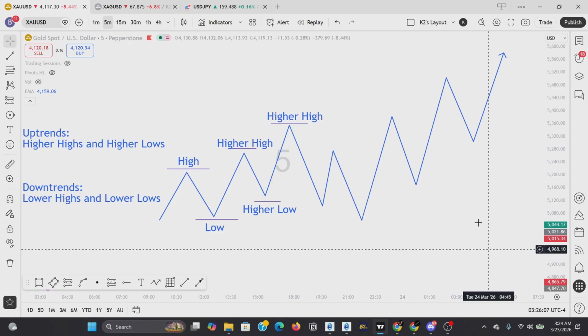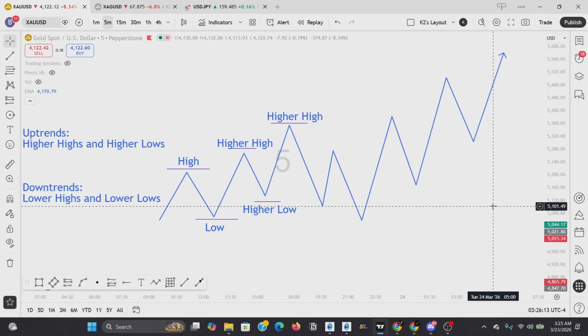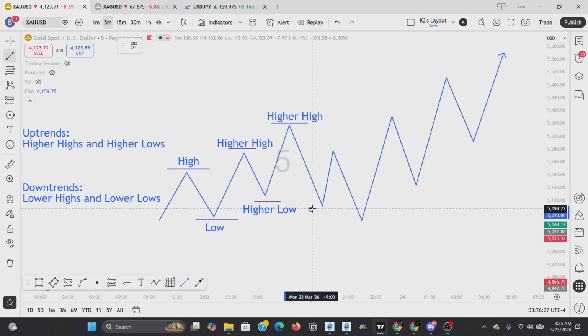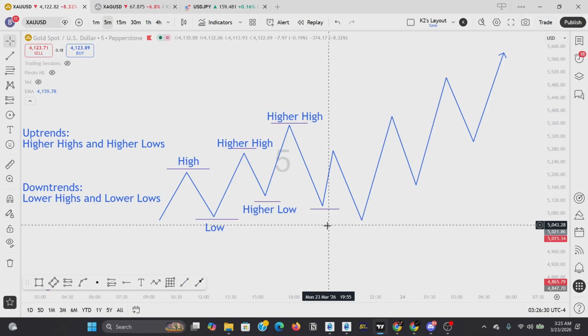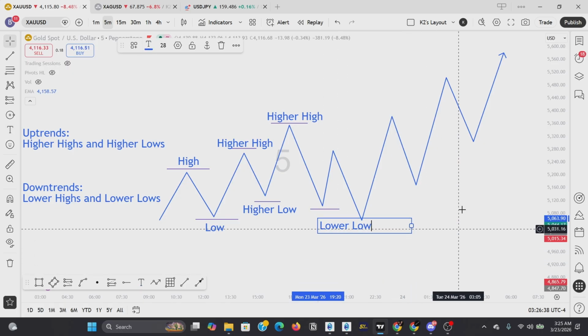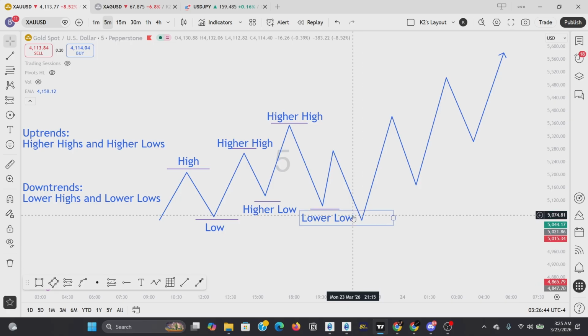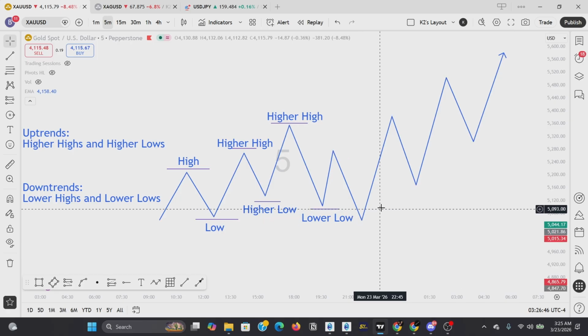Now, you might be like, okay, but the next low is lower than the previous low. And that might confuse you at first, but it's nothing to be confused about. All you do is mark this next low. Boom. What is this low? It's a lower low. Now, this lower low does not invalidate the uptrend. It just holds it up a bit.